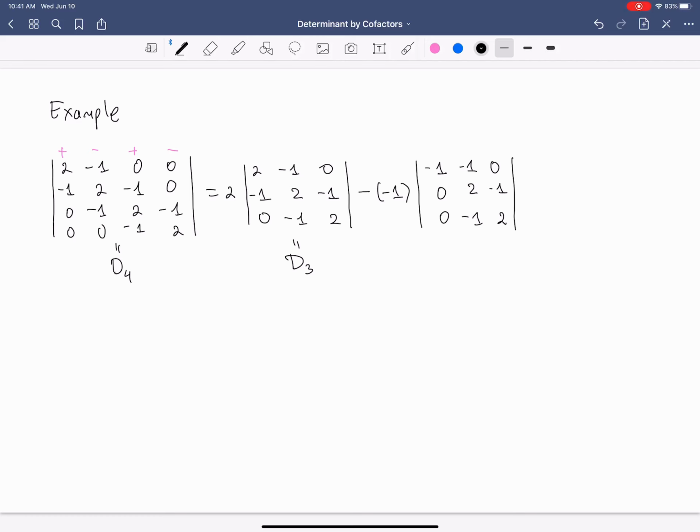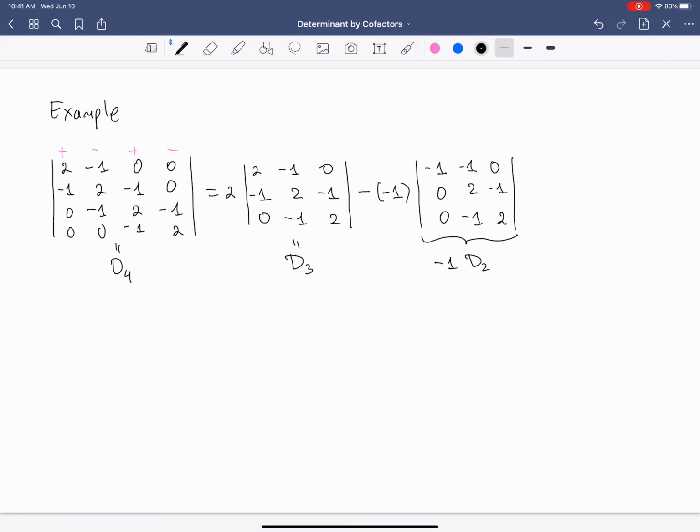And what about the last one? Well, this is the matrix with the same pattern of size D2, but this matrix is not that. However, if you think about expansion along the first column, you see that the determinant of this matrix is minus 1 times the determinant of that matrix. So I see that this over here is minus 1 times D2.